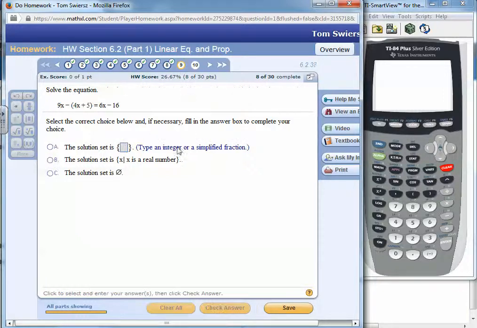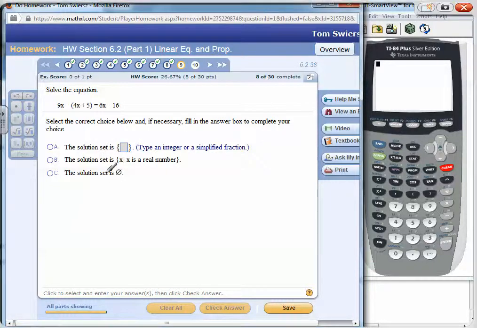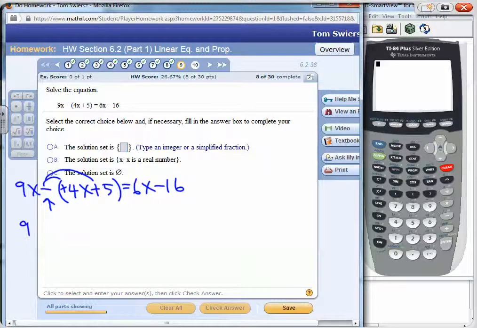Homework exercise number 9. In this one, we have 9x minus the quantity 4x plus 5 equals 6x minus 16. First step is the minus distributes over the quantity 4x plus 5 because it's in parentheses. So the plus 4x becomes subtract, and the plus 5 becomes subtract. You distribute the minus. So this left side would now be 9x minus 4x minus 5, okay?